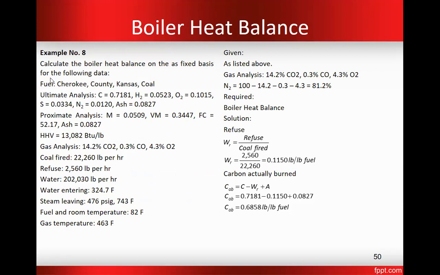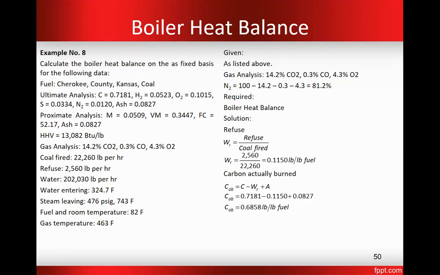Example number 8. Calculate the boiler heat balance on the ASME basis for the following data. Coal is from Cherokee County, Kansas. From the table, 5.8 I think, in the power plant. So this is your value. Ultimate analysis: carbon is 0.7181, hydrogen 0.0523, oxygen is 0.1015, sulfur is 0.0334, nitrogen is 0.012, ash is 0.0827. Then the proximate analysis: moisture is equal to 0.0509.